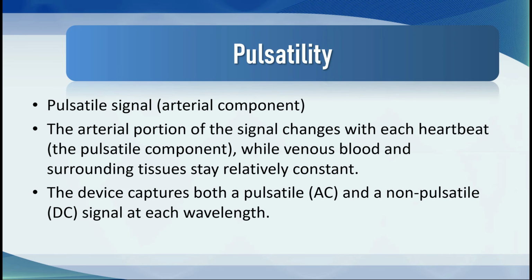Arterial blood is pulsatile, venous blood is not. The arterial component is the pulsatile signal. It changes with each heartbeat. Venous blood and the surrounding tissues stay constant. The pulse oximeter captures both a pulsatile or AC alternating component or current and a non-pulsatile DC direct component or direct current signal at the 2 wavelengths that are measured by conventional pulse oximeters.